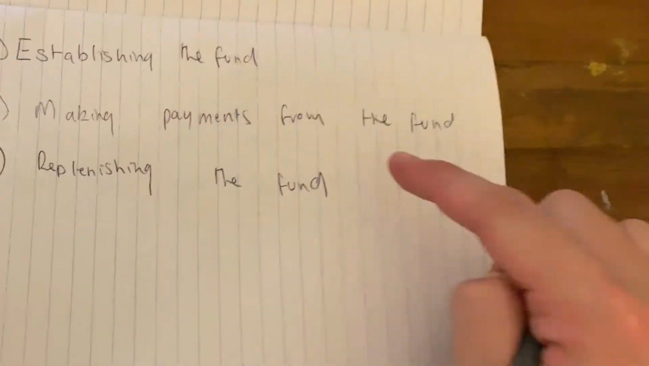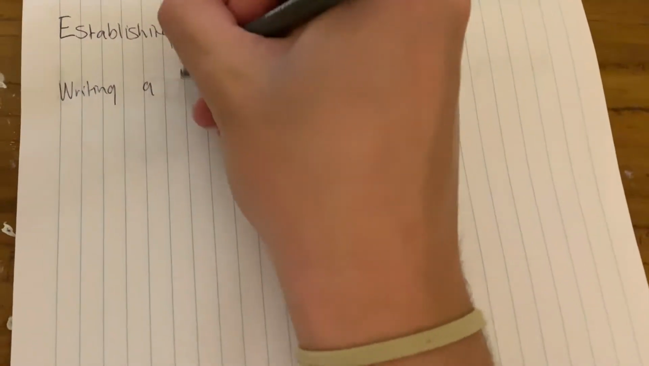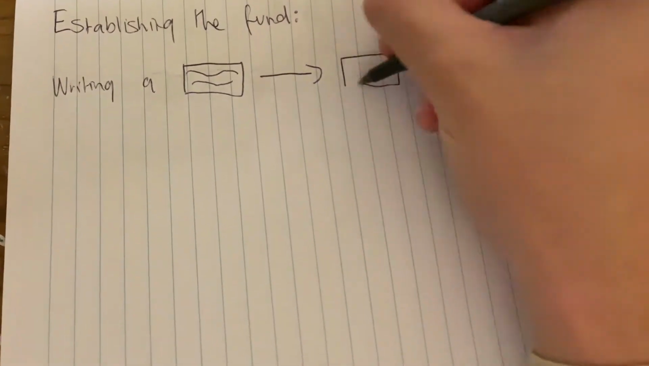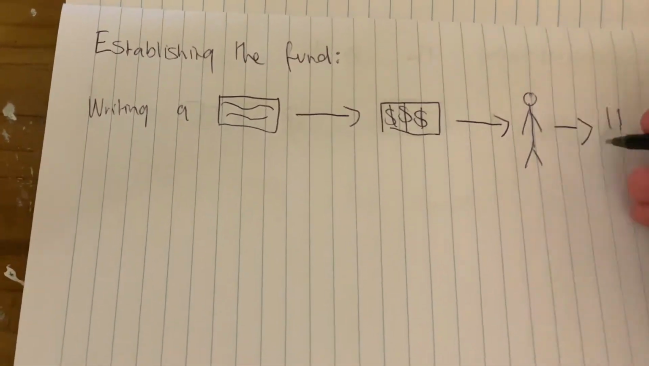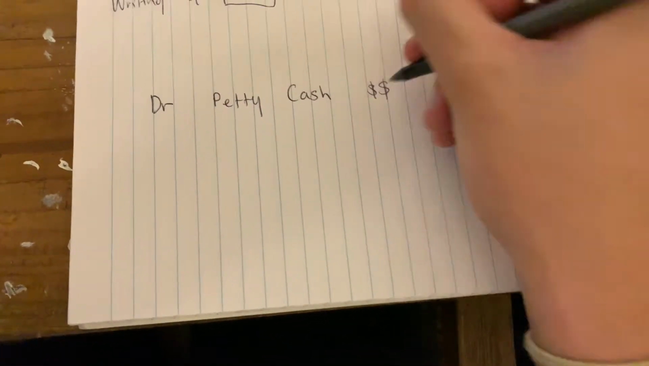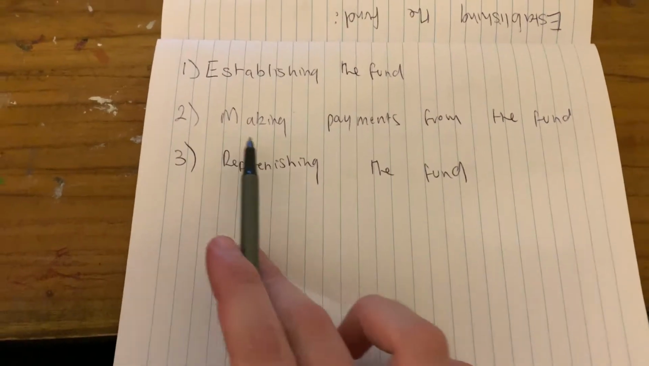Firstly, establishing the fund. This is done by writing a check for the amount of the fund, cashing the check, and then placing the cash under a designated employee, formally known as a custodian. A journal entry is then made to record the transaction, debiting petty cash and crediting cash for the amount of the fund.